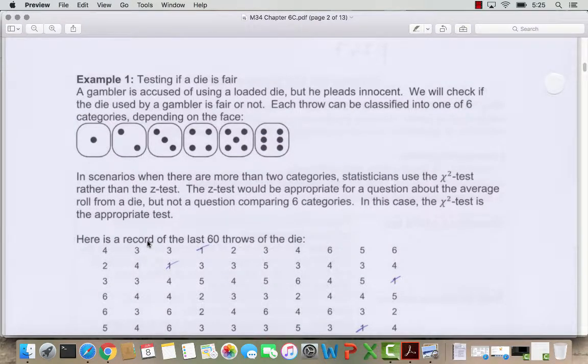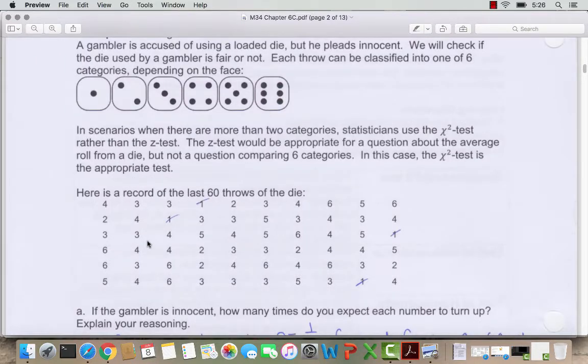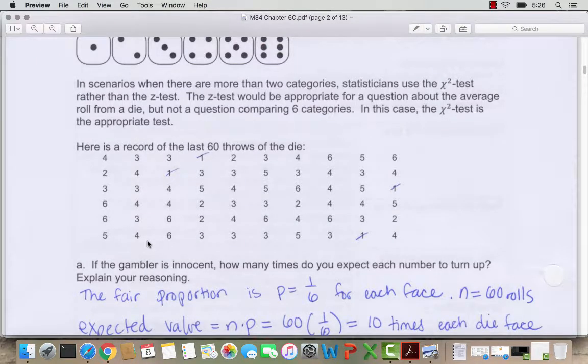A gambler's accused of using a loaded die, but he says he's innocent. So we can think about each throw as one of 6 categories, right? Because there's 6 different faces. So in scenarios with more than 2 categories, this is when statisticians use the chi-square test rather than a z-test. So a z-test would be appropriate for a question about the average roll from a die, but not a question comparing 2 categories or 6 categories, anything more than 2 categories.